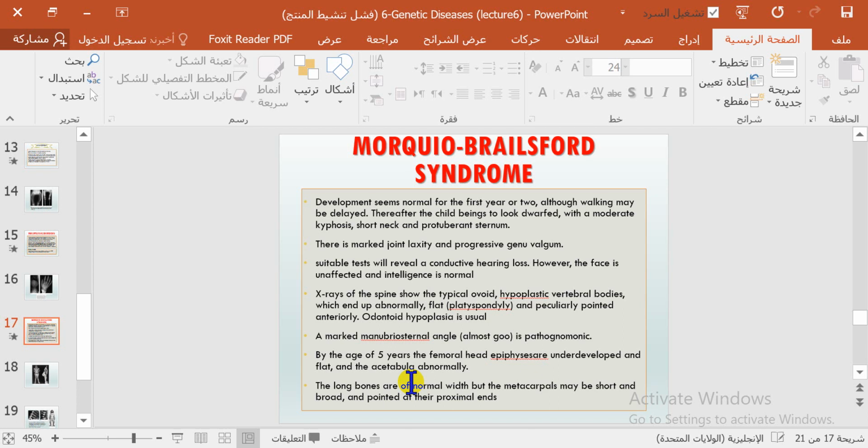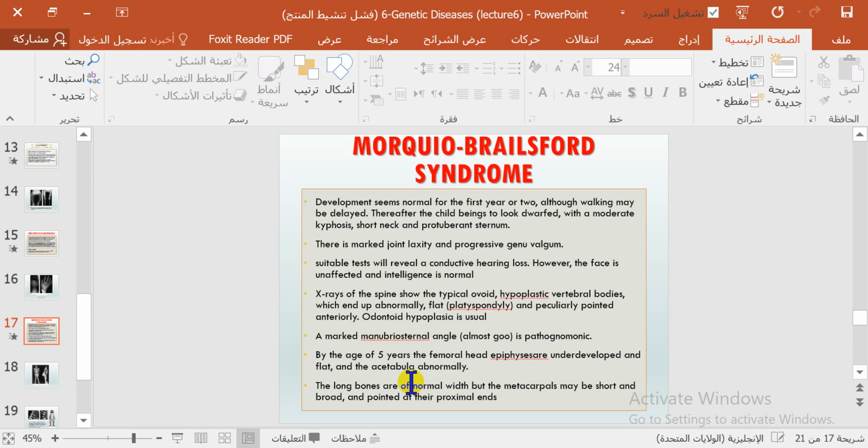X-ray of the spine shows typical ovoid hypoplastic vertebral bodies, which end up abnormally flat, what's called flattened spine or platyspondyly, and peculiarly pointed anteriorly. Odontoid hypoplasia is a usual finding. A marked manubrio-sternal angle is almost a classic picture, or pathognomonic.